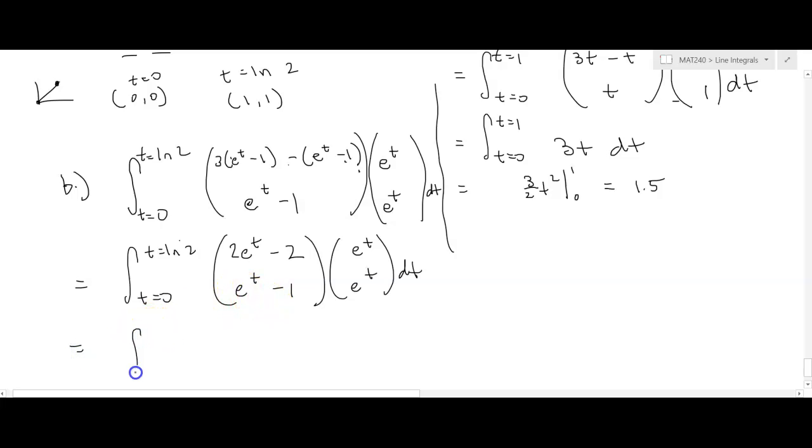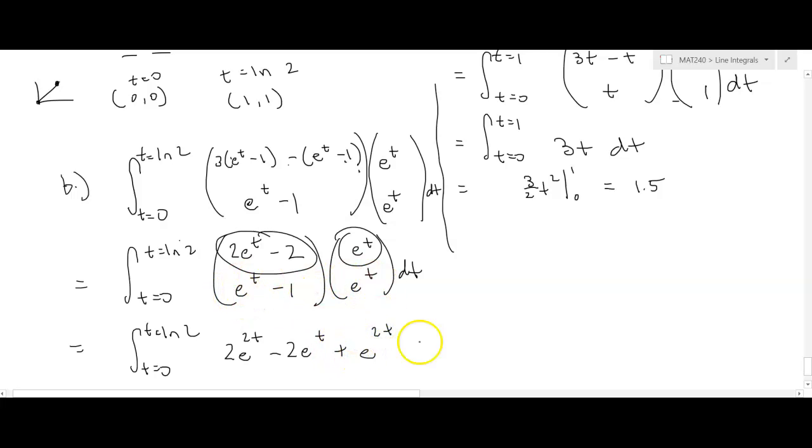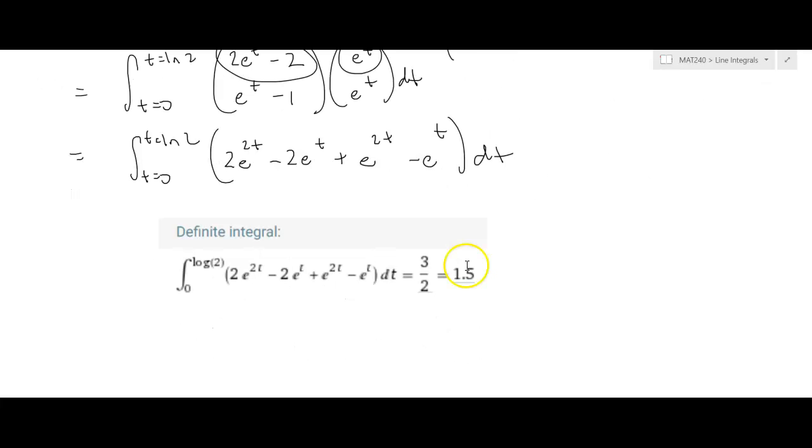And so I will get the integral from t equals 0 to t equals ln 2 of, when I multiply these two components, 2e to the 2t minus 2e to the t. And that's just the dot product of these two components. And now I'll have plus e to the 2t minus e to the t, dt. So let's go ahead and compute this with Wolfram. And here it is, 1.5. And this is the same answer that we got earlier.